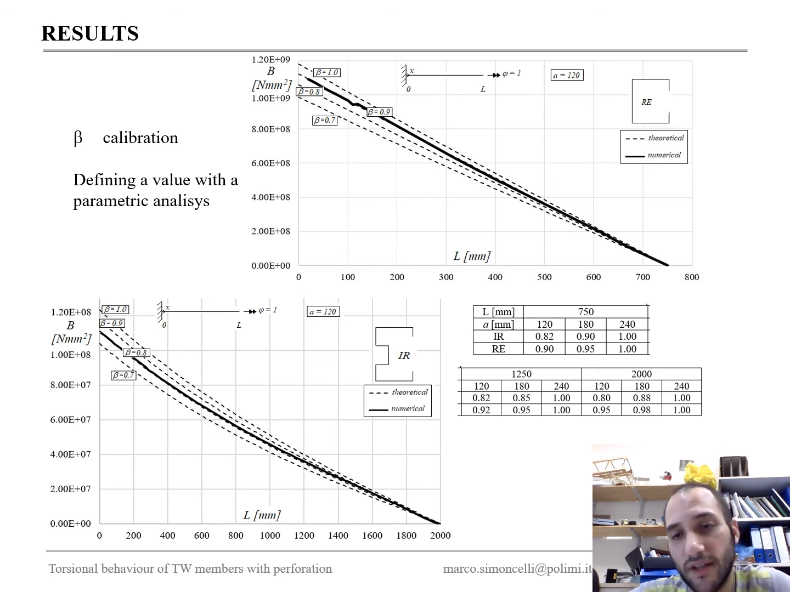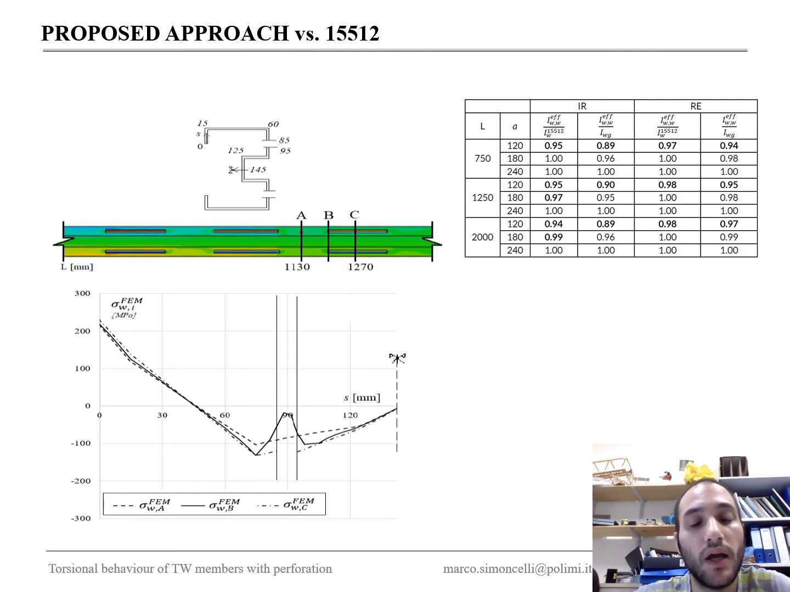So by using this procedure on all the sections and all the lengths, we obtained a variability of beta, which depends, of course, on the section shape and on the perforation length, but not on the total length; it is not so dependent on the total length. And with this procedure, we also estimate stresses in the beam.